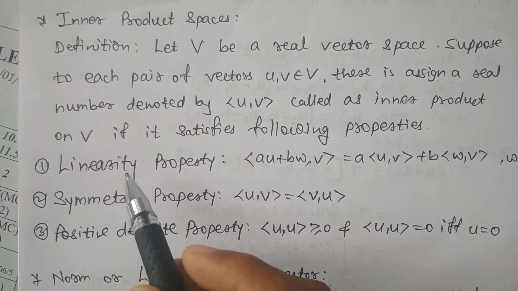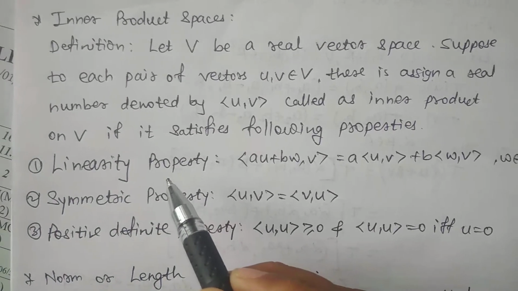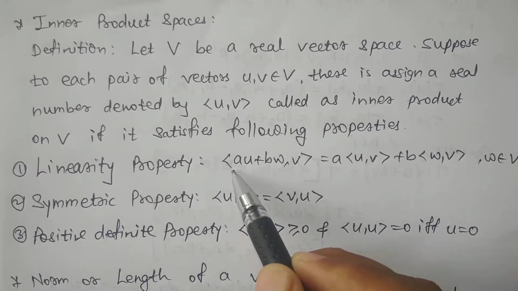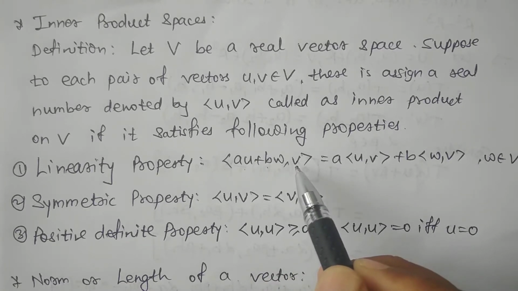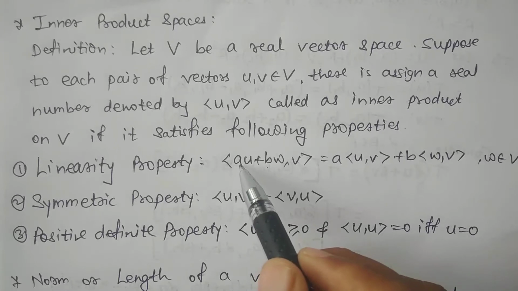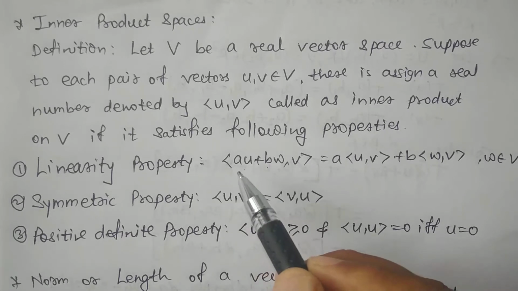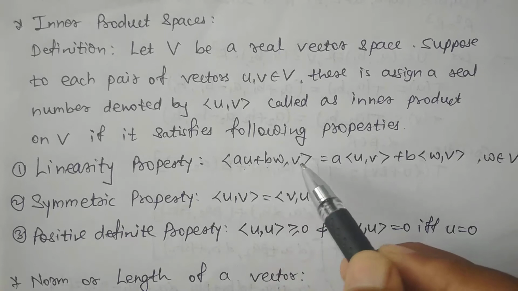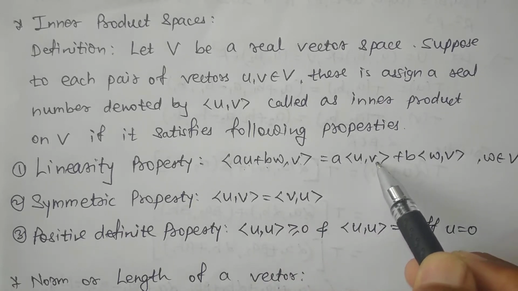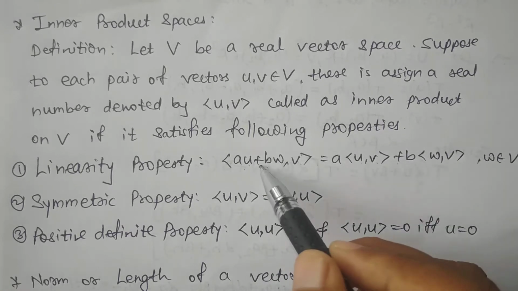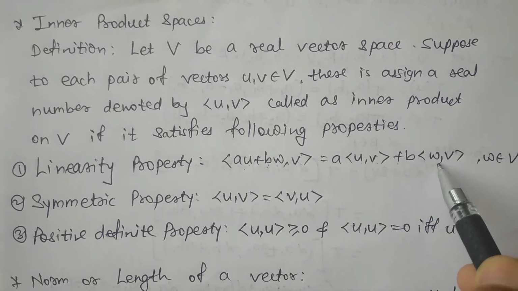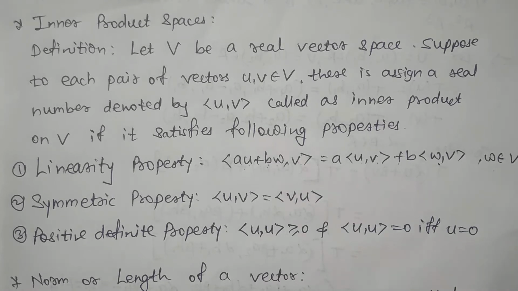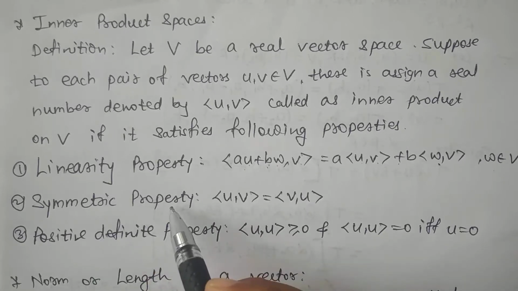The first property is the linearity property. So what is the linearity property? The inner product of (au + bw, v) can be written as, where a is a constant, we can take a outside and take the inner product of u with v, so (u, v), plus sign, b is a constant, taking outside, and the inner product of w with v, where w is again a vector from capital V.